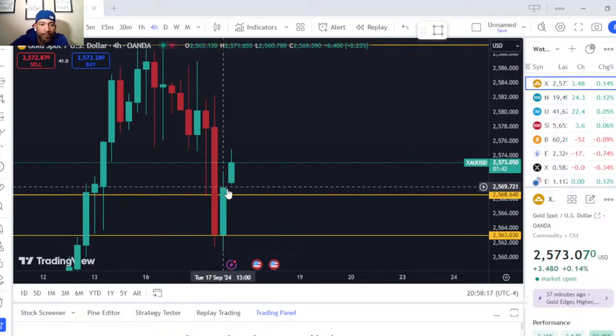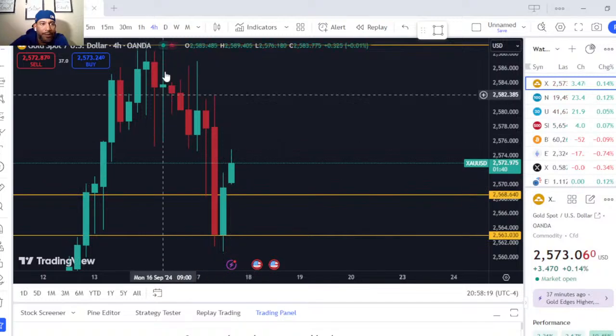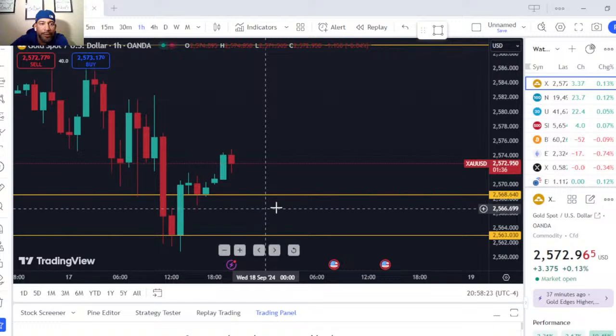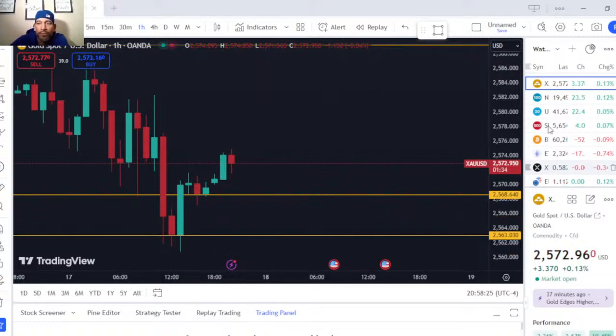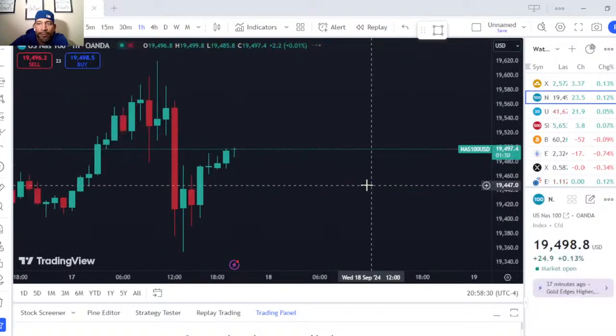we still have this little gap there, and also the previous 1 hour has no bottom wick, so yeah, we'll wait on gold for a second.